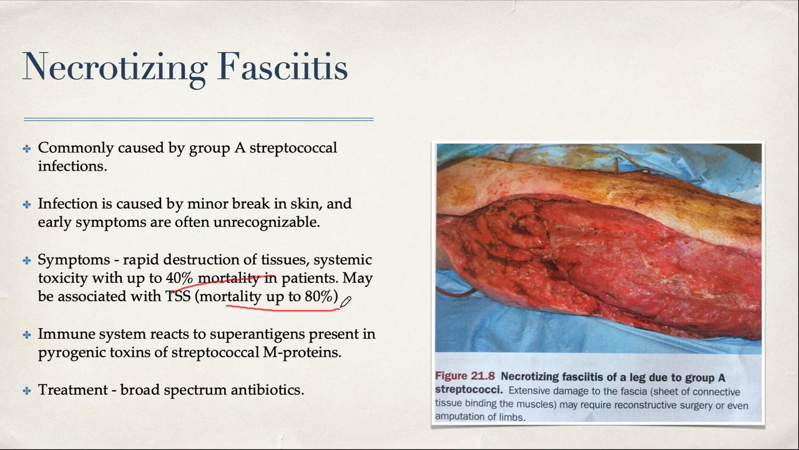Okay. And the immune system also plays a role. So it's a component of autoimmune disease relating to these infections with Streptococcus pyogenes. And that is when you have superantigens that are present in the pyrogenic toxins of streptococcal M proteins, which they use in attaching. And these superantigens would then cause the immune system to react in a hypersensitive manner as well. Treatment is generally done using broad-spectrum antibiotics.